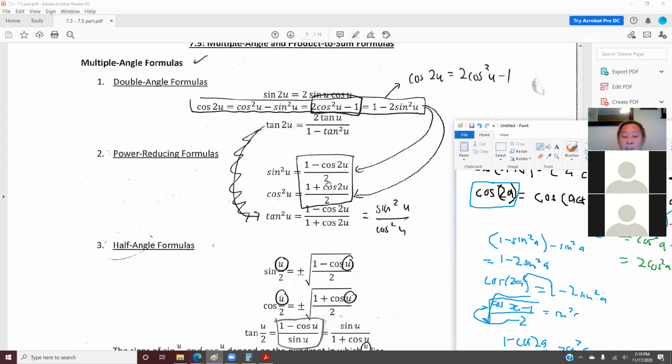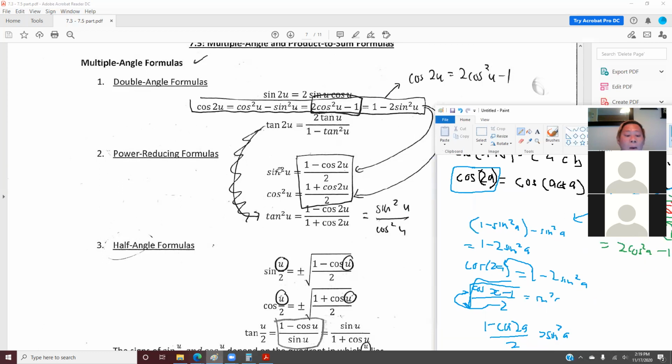So if you divide these 2 out, the 2 will cancel. And then you will get 1 minus cosine 2u over 1 plus cosine 2u. So if you divide these 2, you will get tangent square u. So this is how we get this.